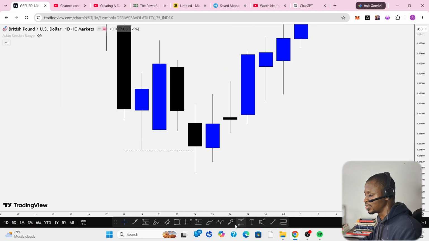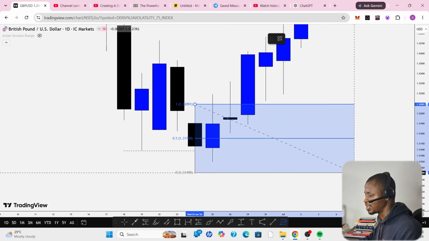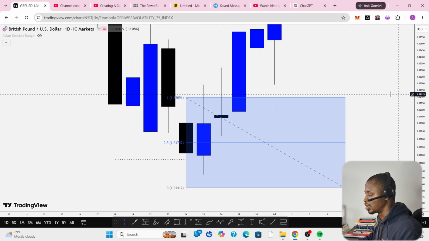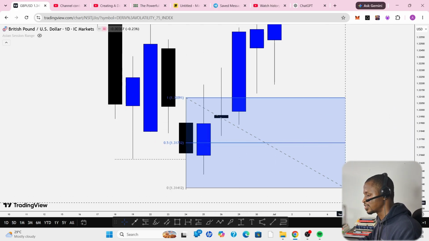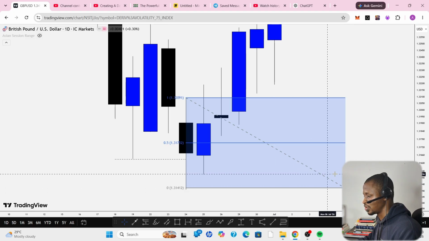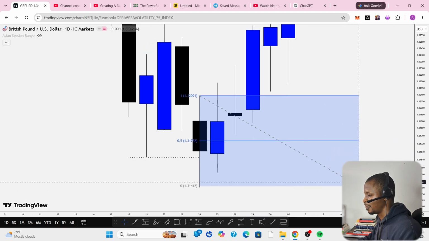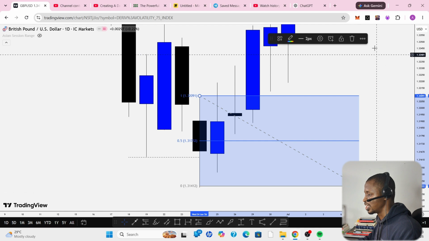Look at it. This was the example that I was doing for you guys. So let's mark the 50% level of this particular candle that gave us the signal candle. You can see clearly. Okay, let's use this other guy. Let's use this guy as the example.